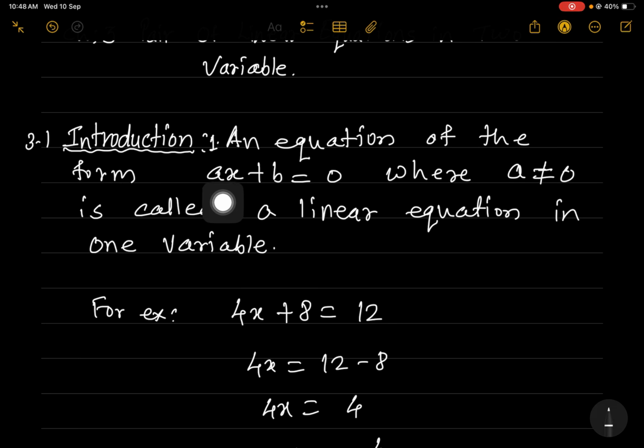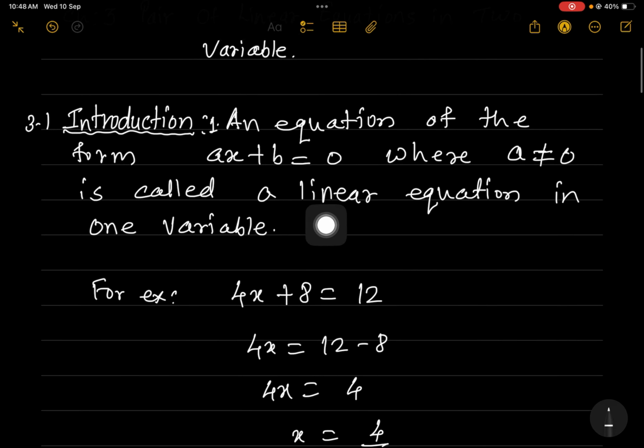Here in ax, x is the variable and a is the coefficient of x, and b is a constant. Also a and b are real numbers. The coefficient of x is a and b is a constant. x is a variable. If you see this, only x is one variable.